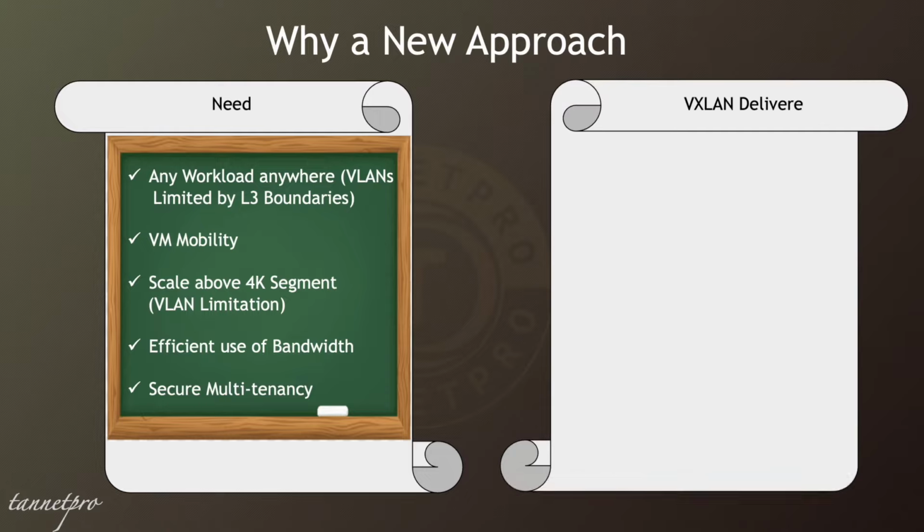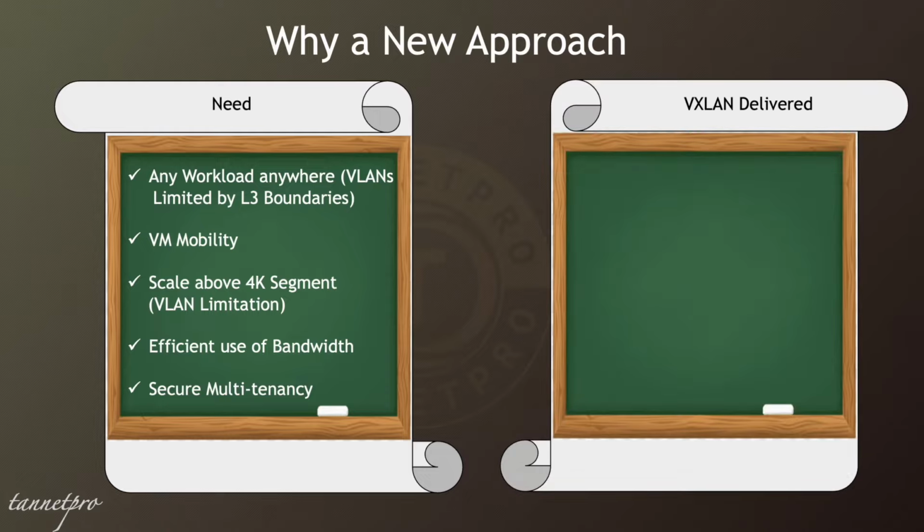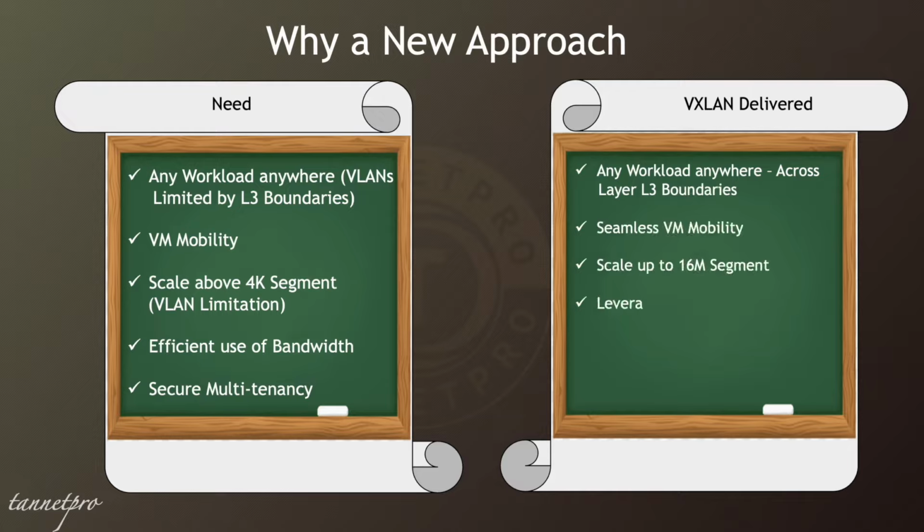Now, what has VXLAN delivered to us? Any workload anywhere across layer 3 boundaries. VXLAN crosses the layer 3 boundaries; you can send L2 traffic over L3 boundaries. Seamless mobility: VM mobility is possible very seamlessly because it provides L2 communication over the L3.